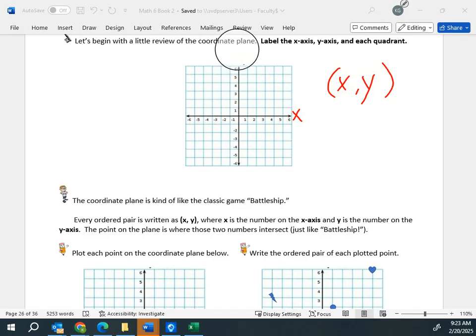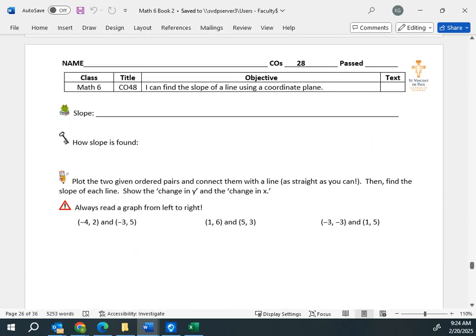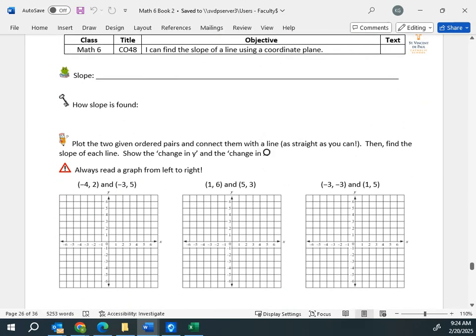So our next one, I can find the slope of a line using a coordinate pair. So remember that slope is how a line moves across the coordinate plane. So it's how that line moves. Might want to put definitions. Sometimes Mr. Schultz wants us to be able to tell him the definitions of what these vocab words mean. So you might want to put that definition of slope.